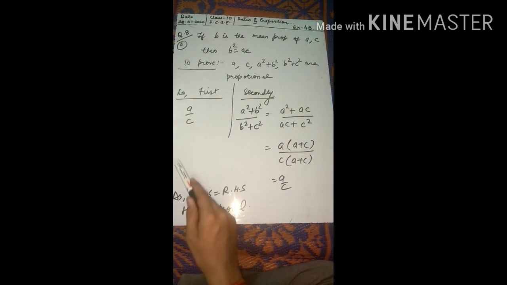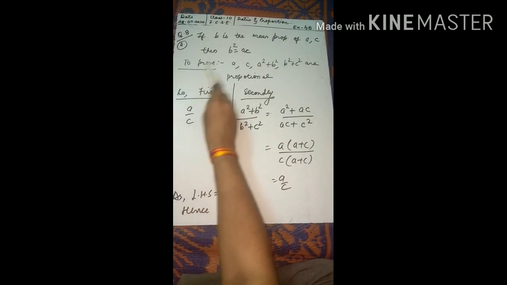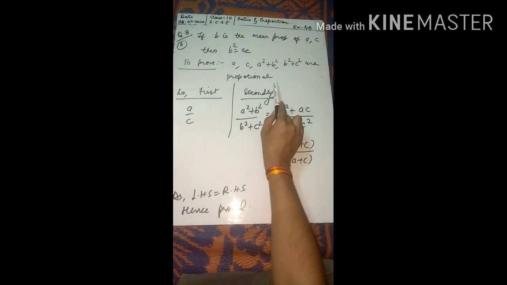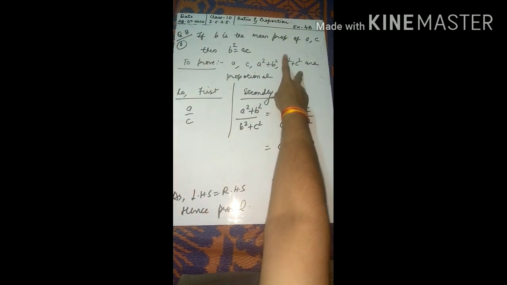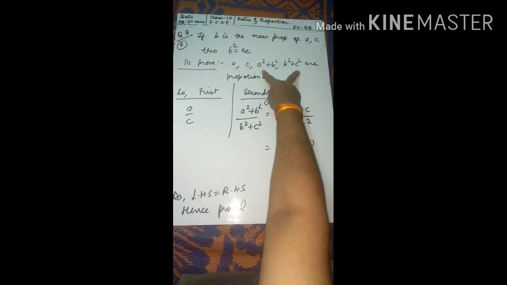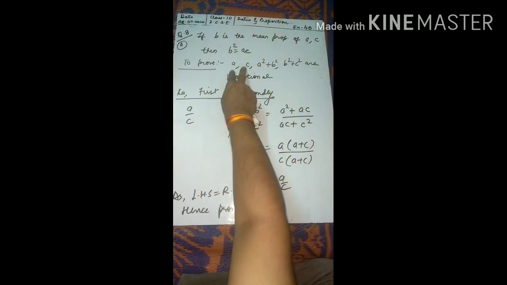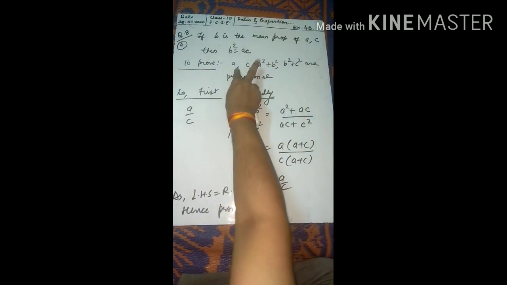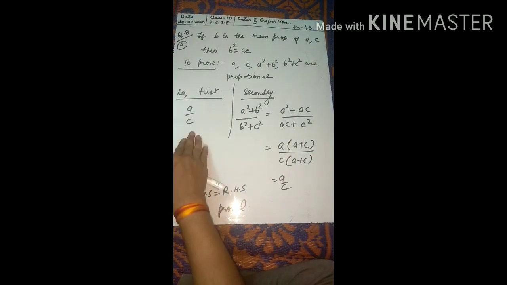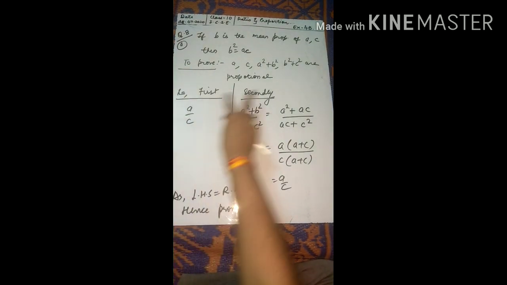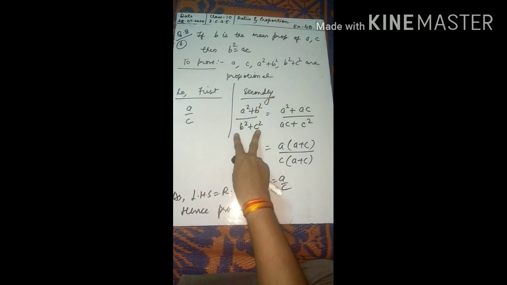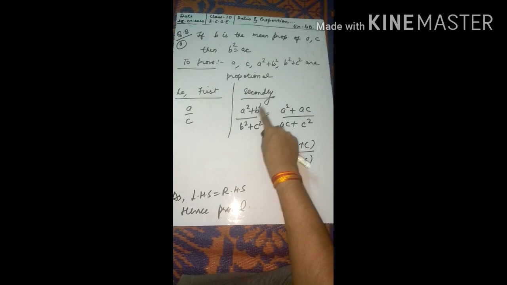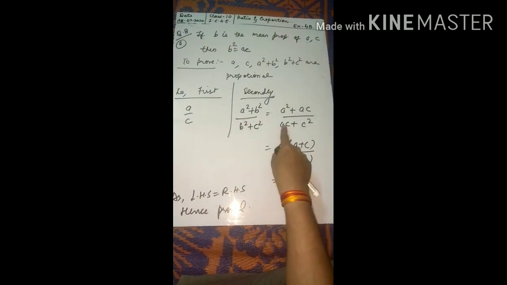And in the same question, they are asking to prove that A square plus B square and B square plus C square are proportional. So firstly, to make these quantities proportional, what we must have is A upon C equal to A square plus B square upon B square plus C square. Firstly, A upon C, there's nothing to solve in it, so keep it as it is. Secondly, A square plus B square upon B square plus C square. In place of B square, we can write AC. So we have written AC here, and B square also AC we have written.